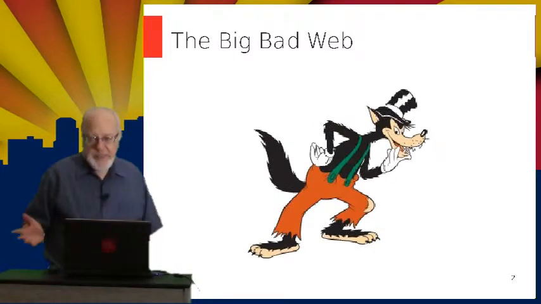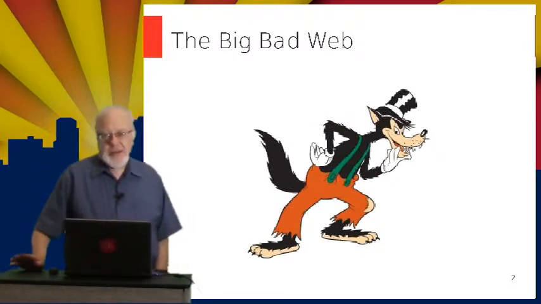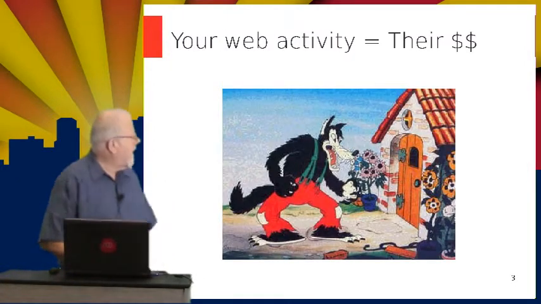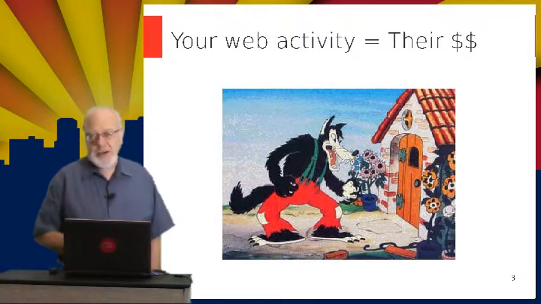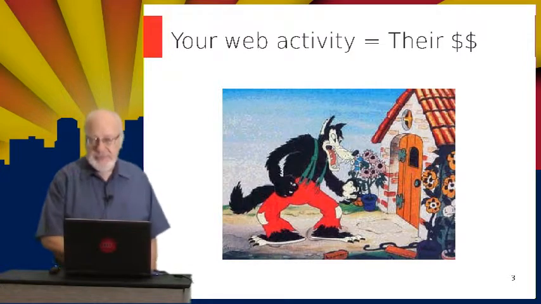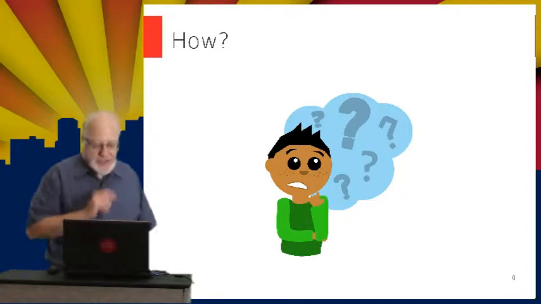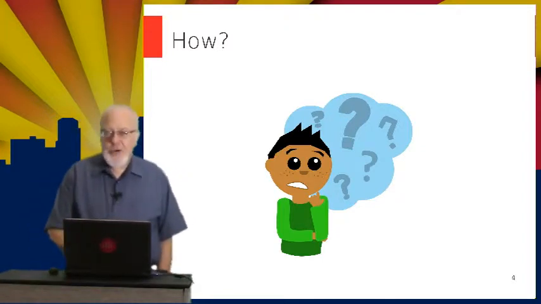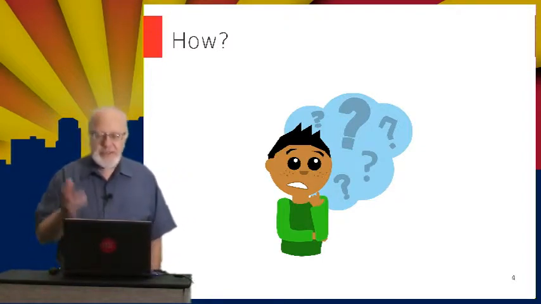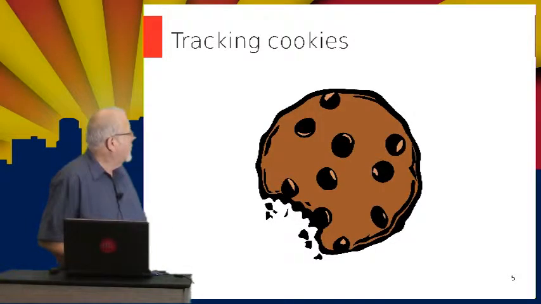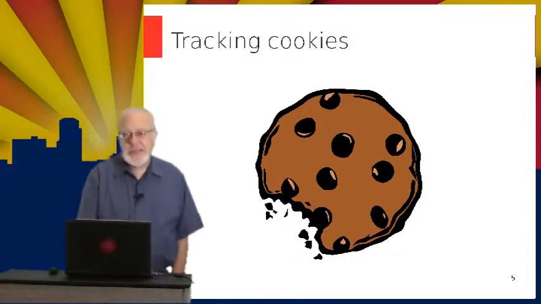So it's a big bad web out there. There's a lot of people that are after your information, after your privacy, want to sell you things, perhaps things that you don't want or don't need. So how are they doing these things? What are some of the techniques that they're using out there to try to coerce you to do some things? Well, there are things called tracking cookies.